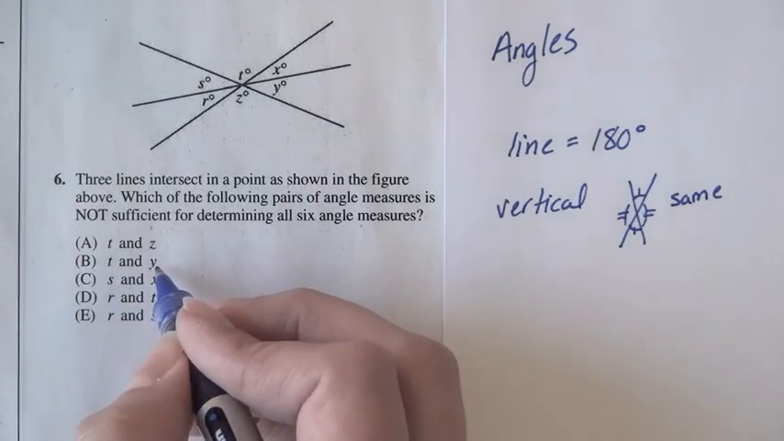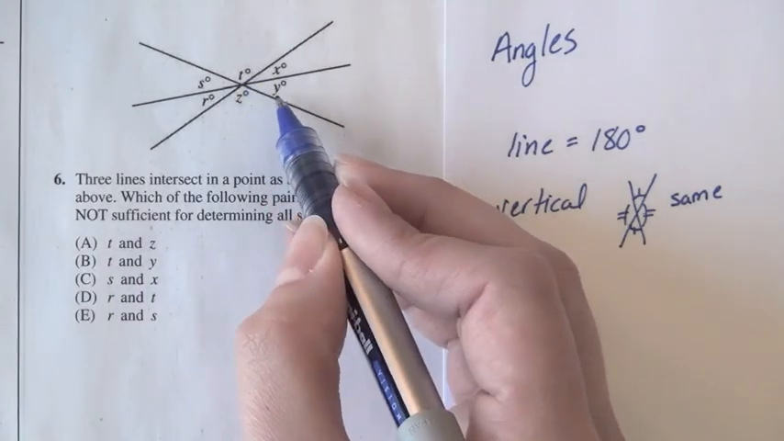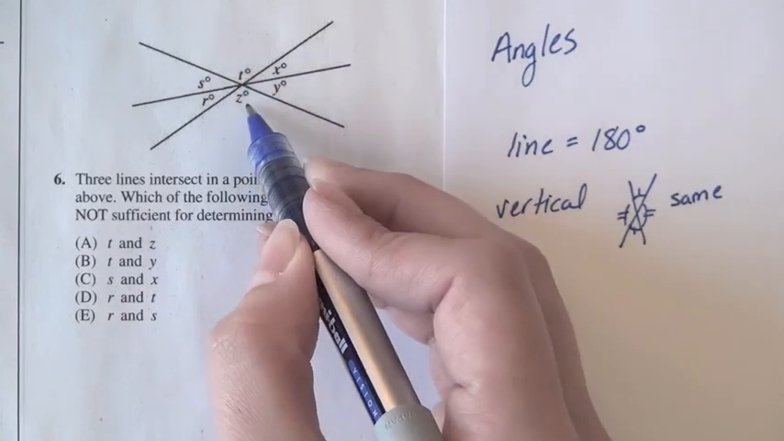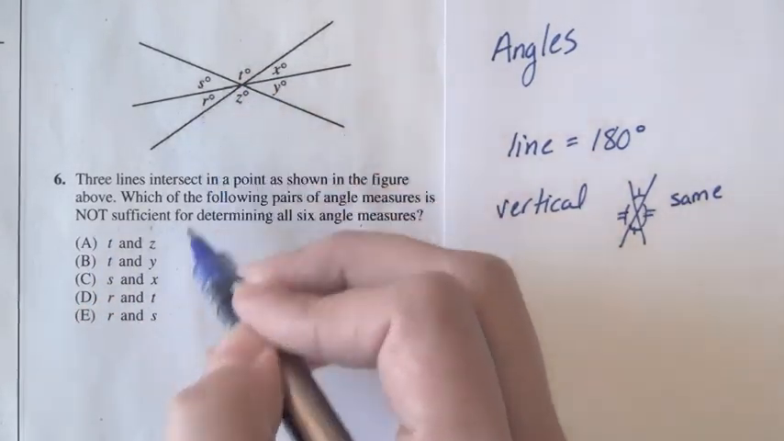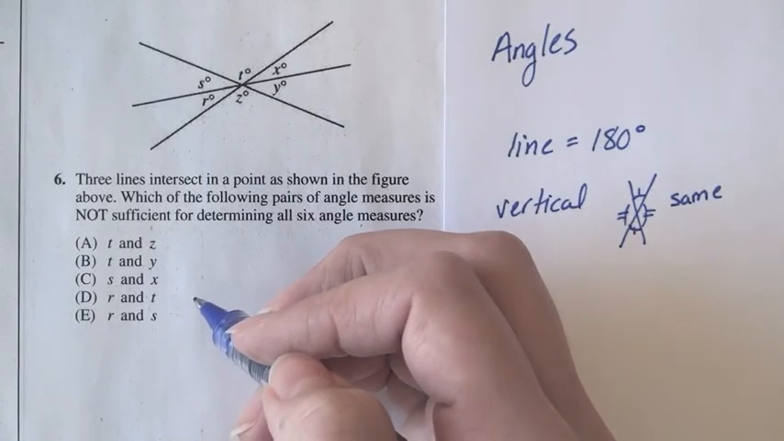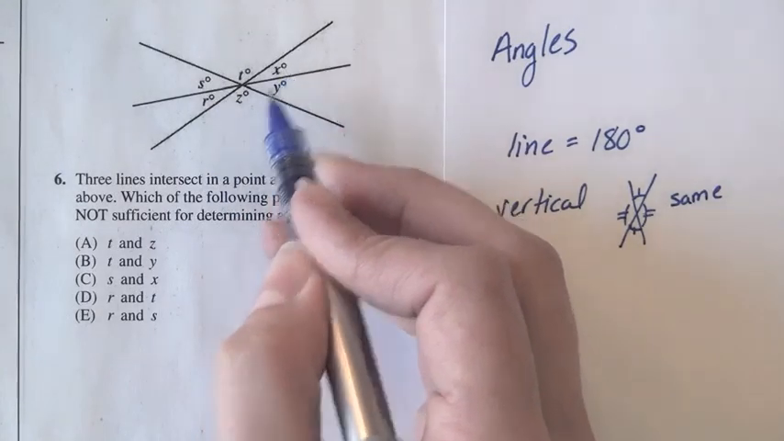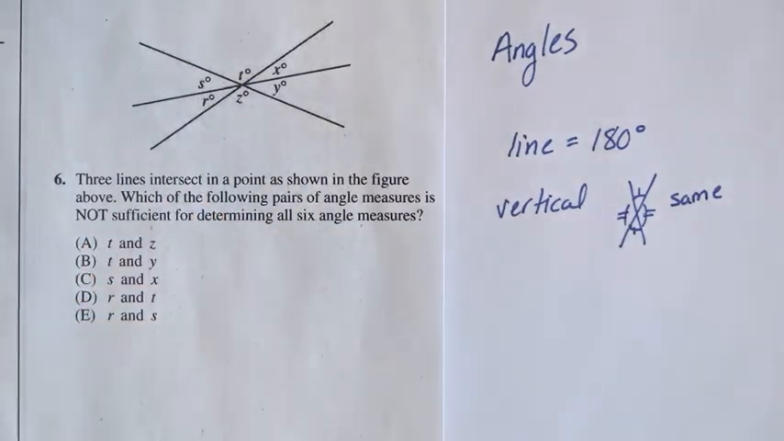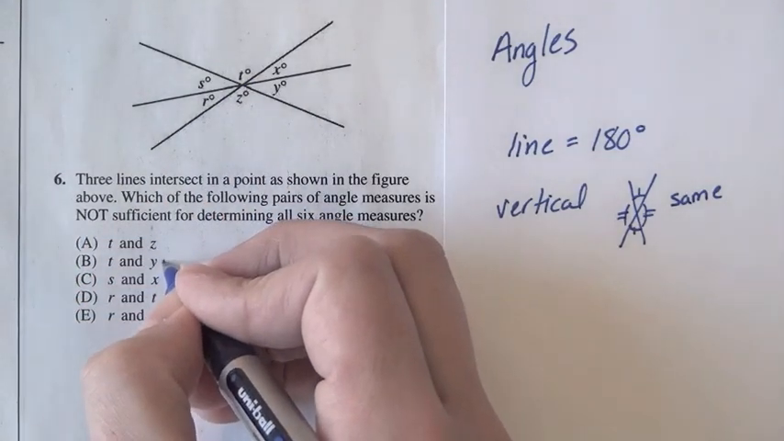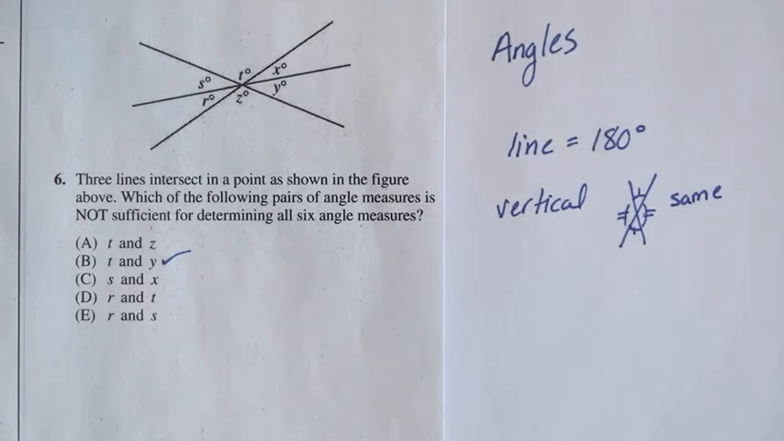What if we had t and y? Well, if we had t and y, having t gives you z because they're vertical angles, and once we have z and y, we can know r because they add up to 180 degrees. Knowing r gives you x because they're vertical angles, and knowing y gives you s because they're vertical angles. So we can do everything with t and y.